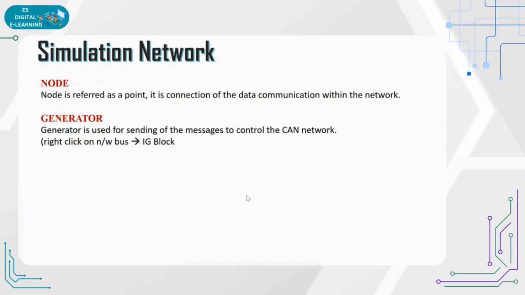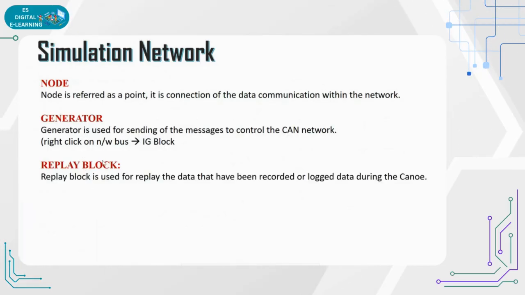Next is right click on the network or some such option. So we can go to the tool and run it. Meantime you can right click and add the replay block. The replay block is used to replay the data. So the keyword replay block is important here. It is for replaying the data that has been recorded or logged during the CANoe session. So in interviews, if they ask what is a replay block, what is its purpose, you should say: replay the data that has been recorded and logged during CANoe.